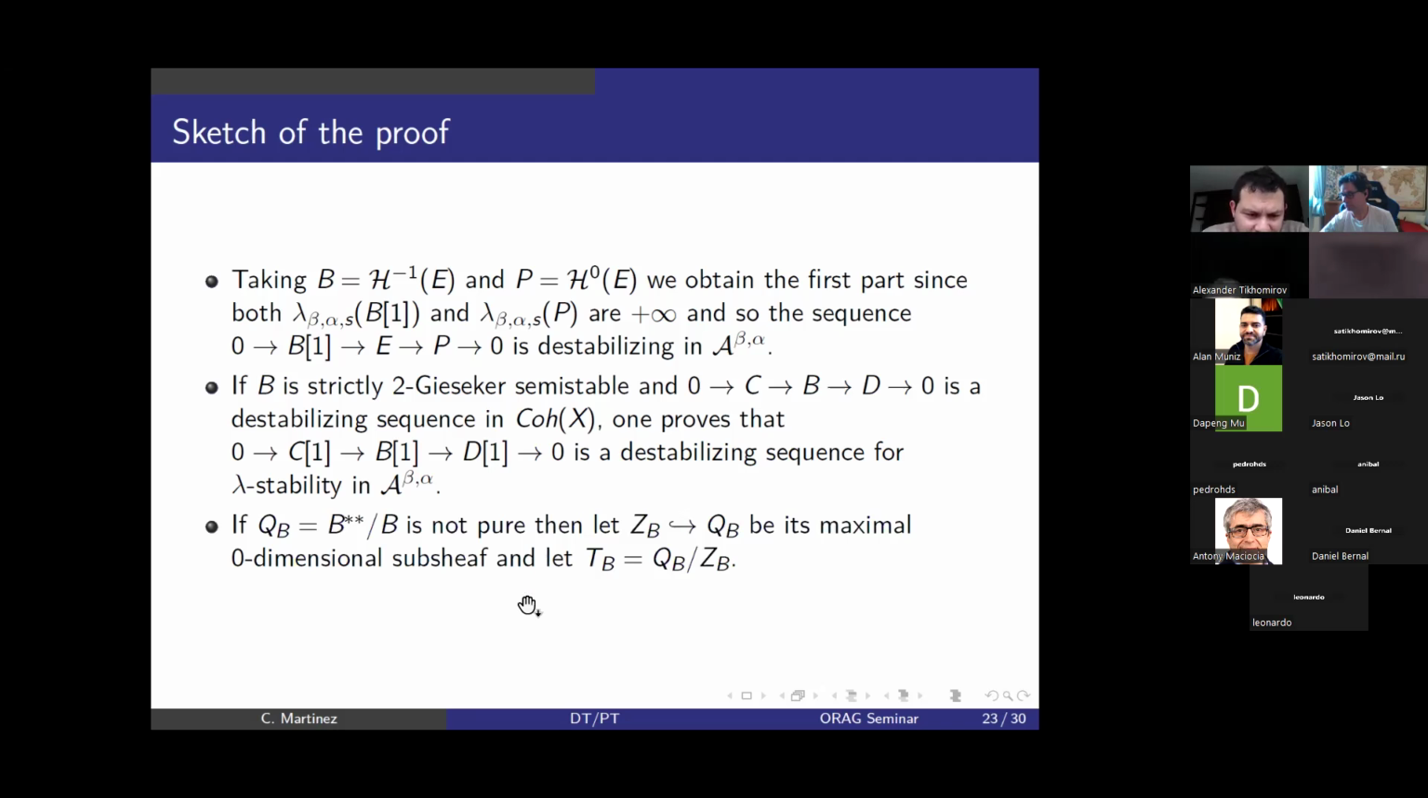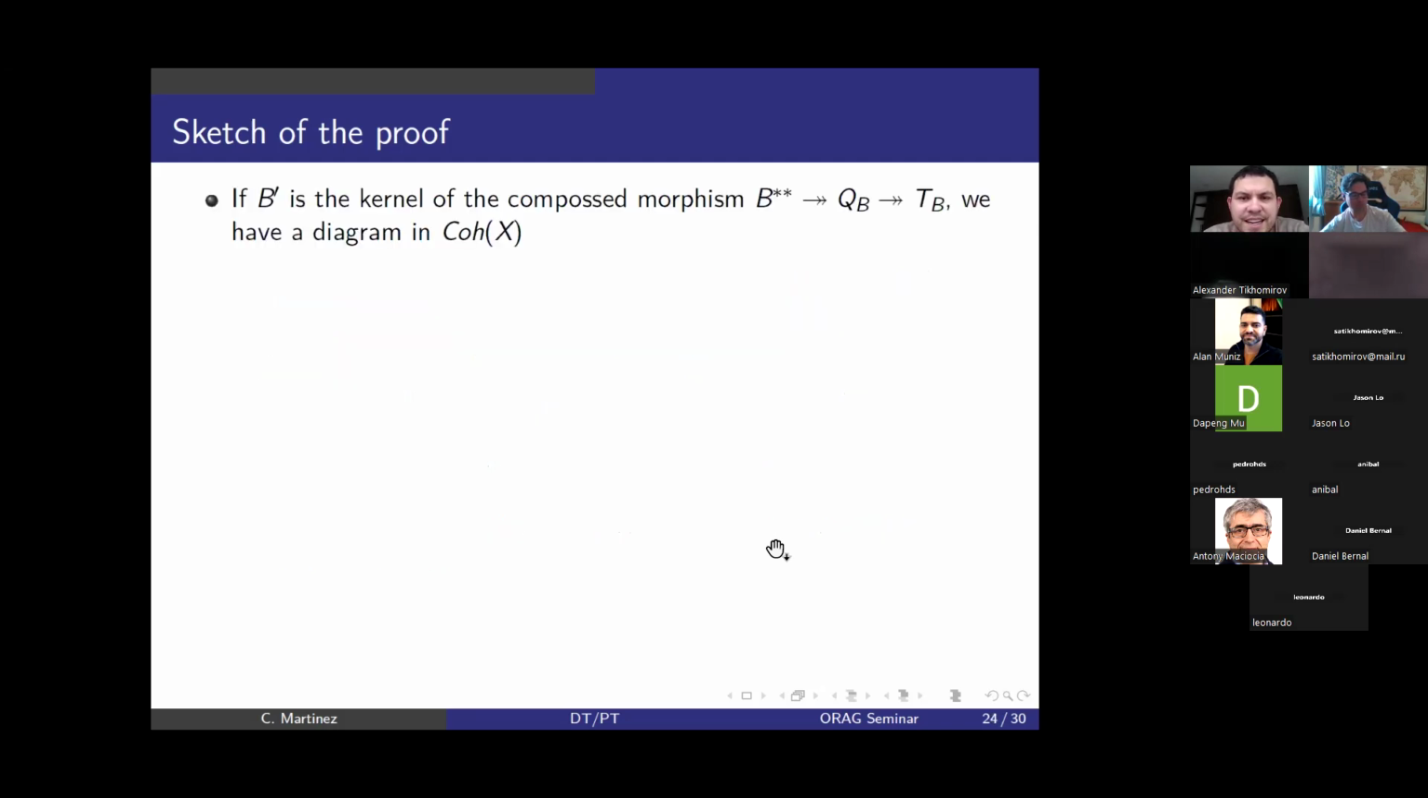And now comes the interesting part, which is proving that if it's stable, then B double dual quotient by B is also pure one-dimensional. Let's call this quotient QB, so QB is B double dual quotient by B. If it's not pure, then I can take its maximal 0-dimensional subsheaf, which I call ZB, and I can take the quotient of QB by ZB, right? Then I take B prime to be the kernel of this composition, going from B double dual to QB and then taking a further quotient, TB. So we have this diagram in coherent sheaves, right?